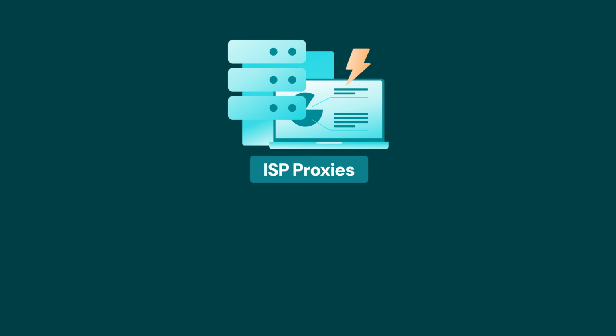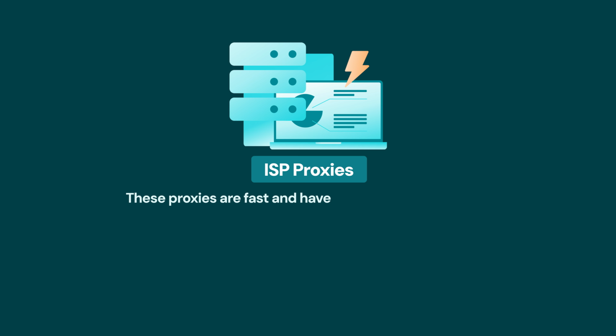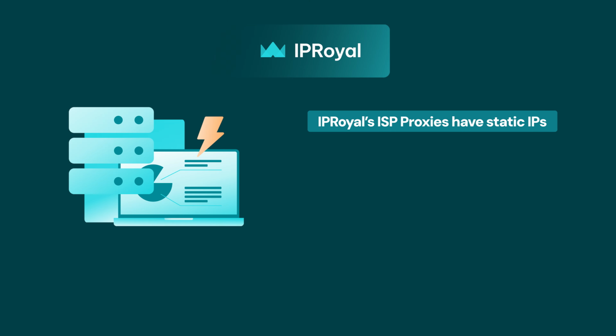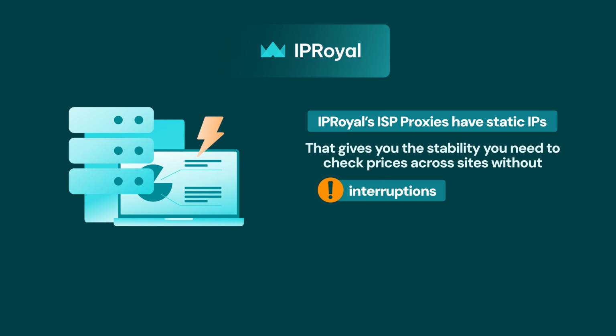How do you find out what people around the world really pay for a product or service without running into geo-restrictions? You use ISP Proxies. These proxies are fast and have higher trust scores than data center proxies, preventing sites from flagging your activity as suspicious or showing incorrect prices. And unlike residential proxies which use rotating IPs, IPRoyal's ISP proxies have static IPs. That gives you the stability you need to check prices across sites without interruptions or blocks.